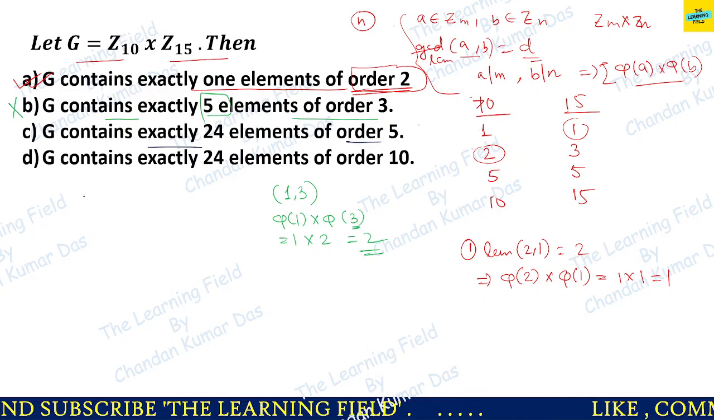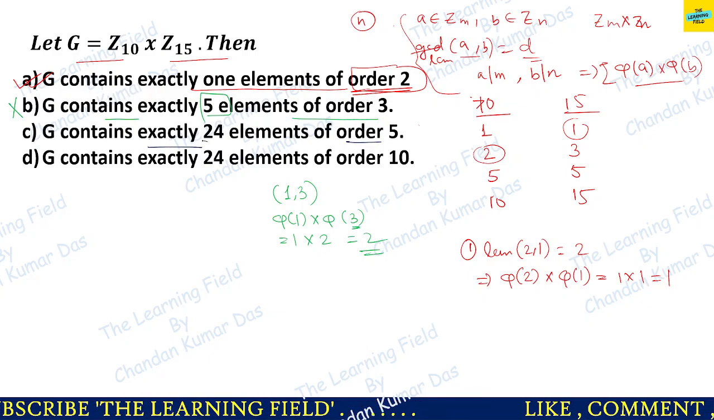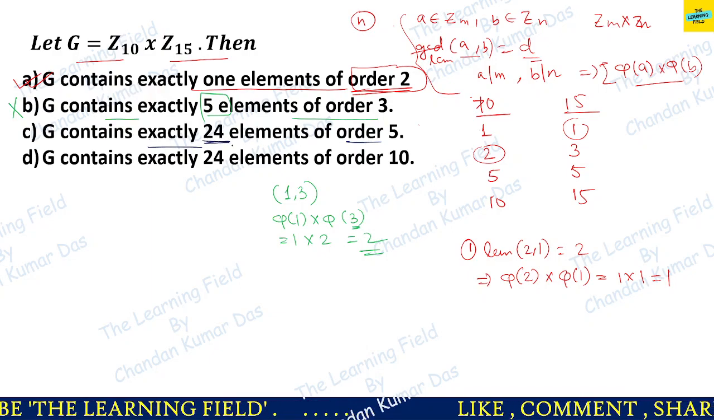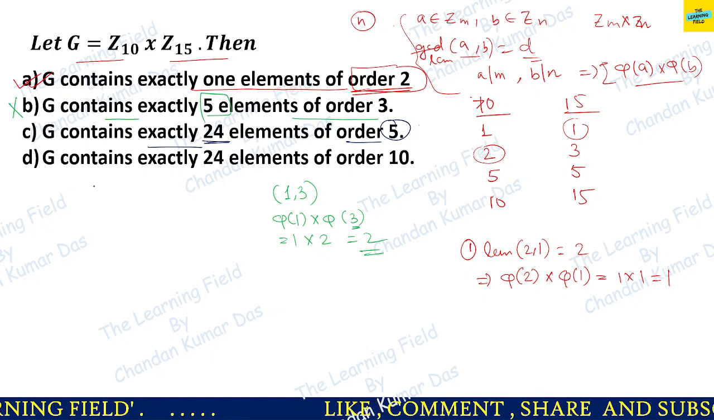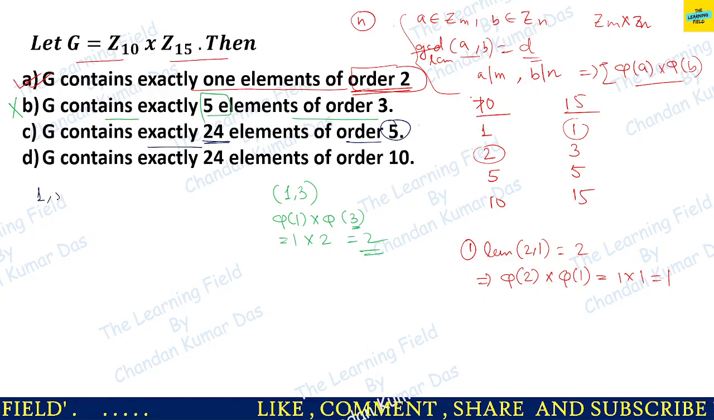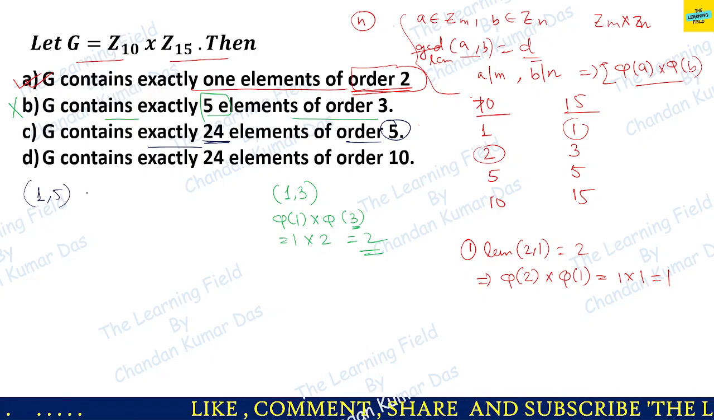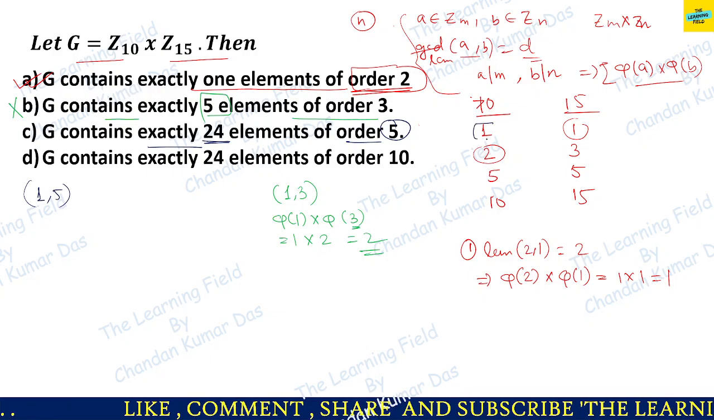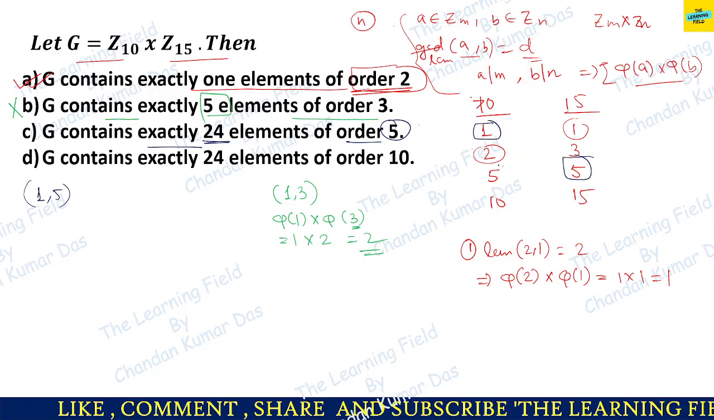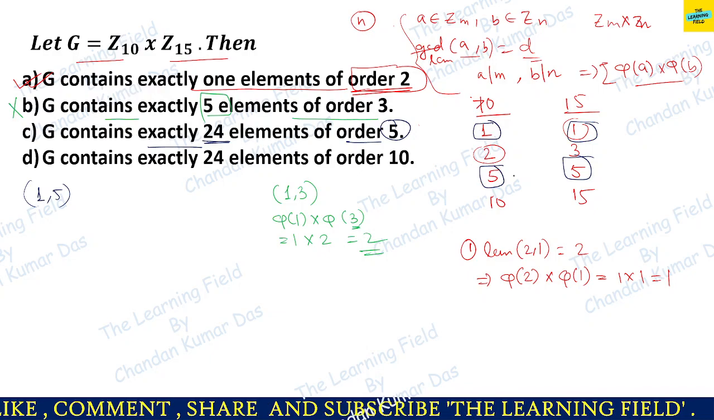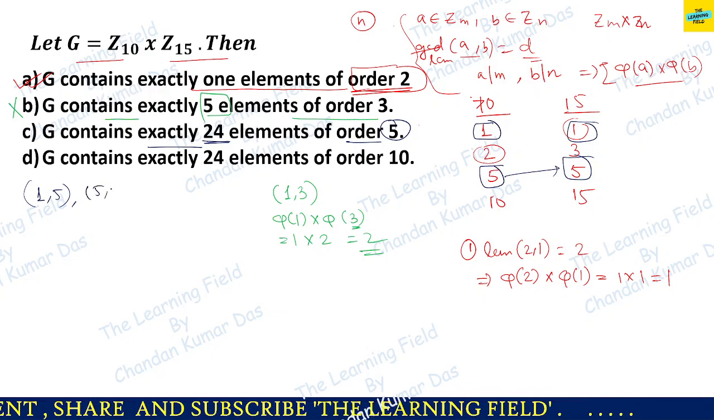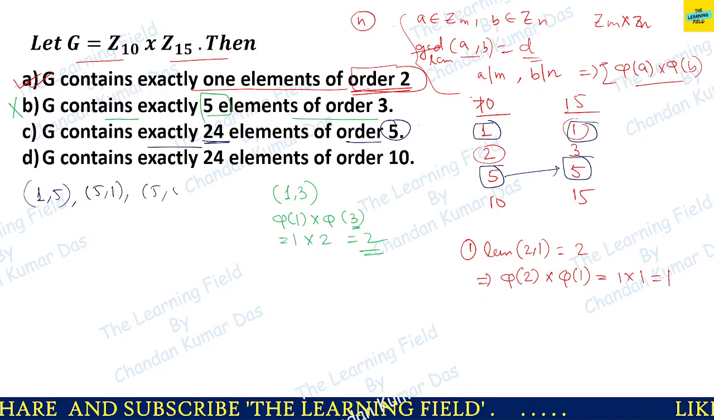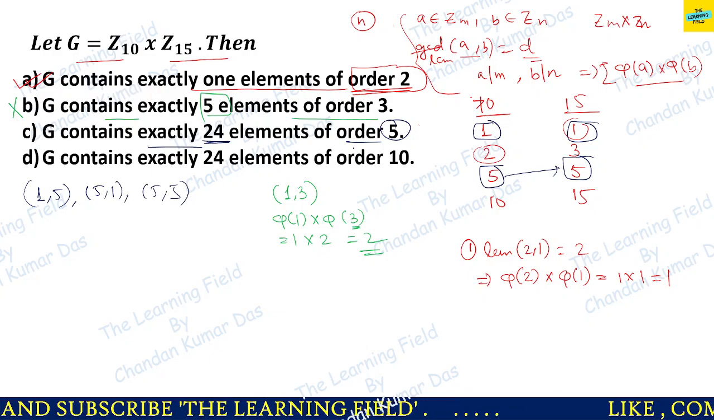So now we have to find the A and B such that the LCM of A and B gives 5. First we can choose 1 and 5, so that the LCM gives 5. So here 1 and 5, then 5 and 1, and 5 and 5. So in total 3 pairs. So 1 and 5, 5 and 1, and 5 and 5 give the LCM 5.